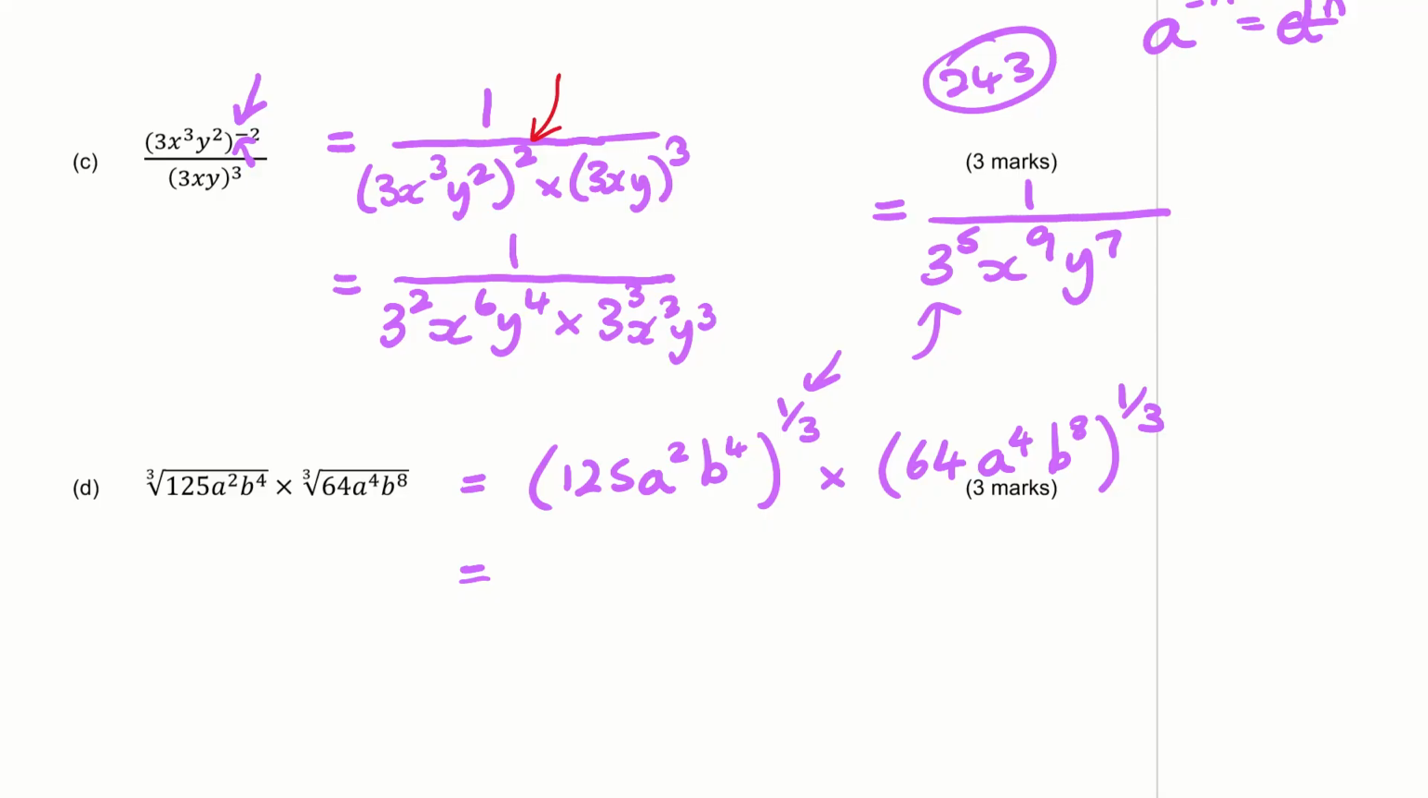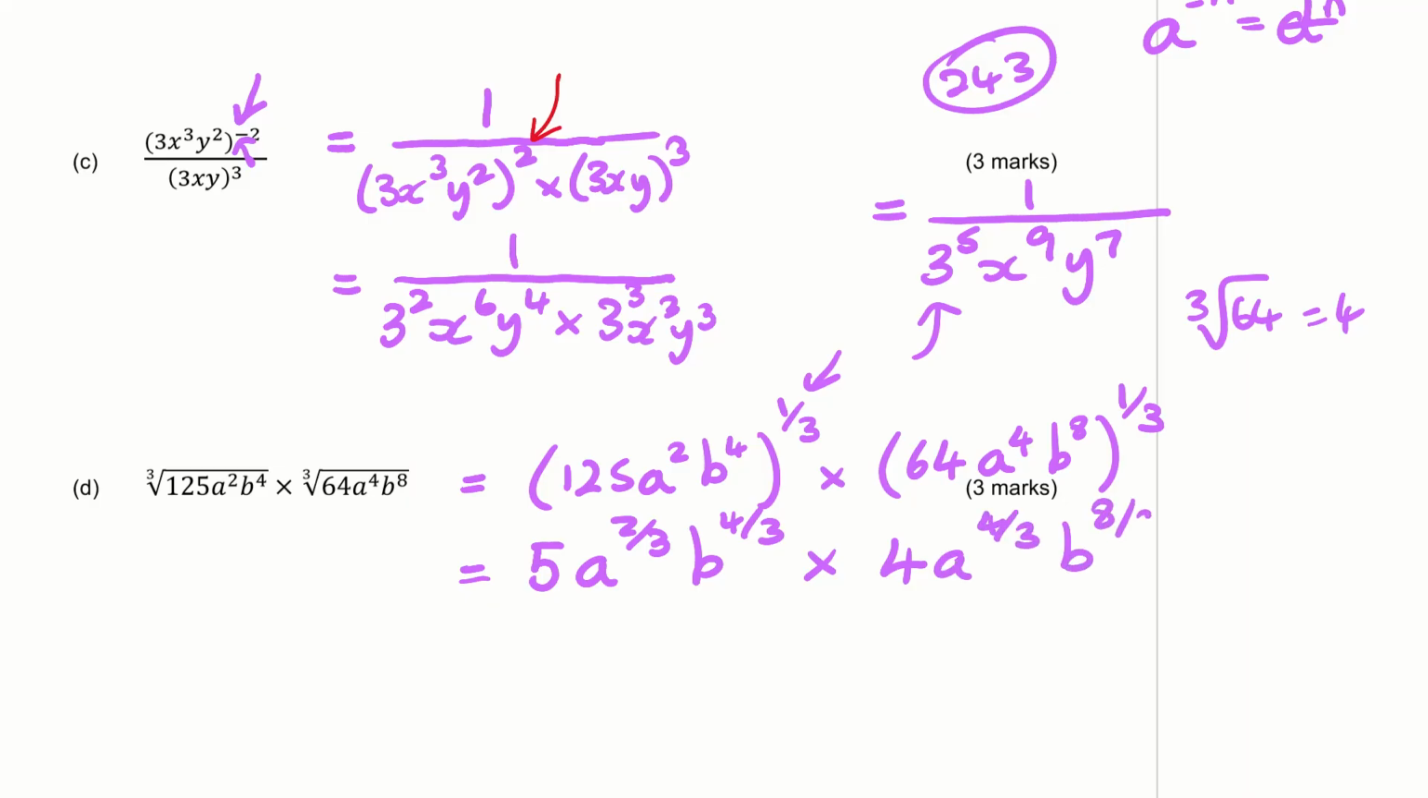The cube root of 125 is 5. And then we have a to the power 2/3. 2 times 1/3 is 2/3. B to the power 4/3. Now 64, the cube root of 64 is equal to 4. So we have 4 a to the 4/3 b to the 8/3.